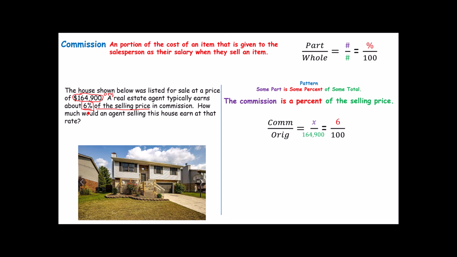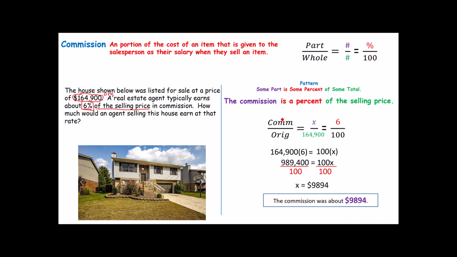Do you know the price of the home? That's your $164,900. Using the means extremes property, we come up with 164,900 times 6 is equal to 100x. Little simplifying, divide both sides by the 100, and you get $9,894. That's how much the real estate agent would earn. You getting the hang of this?